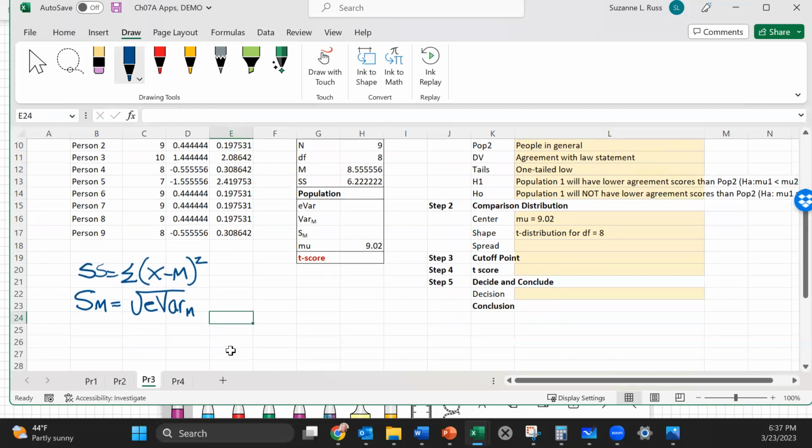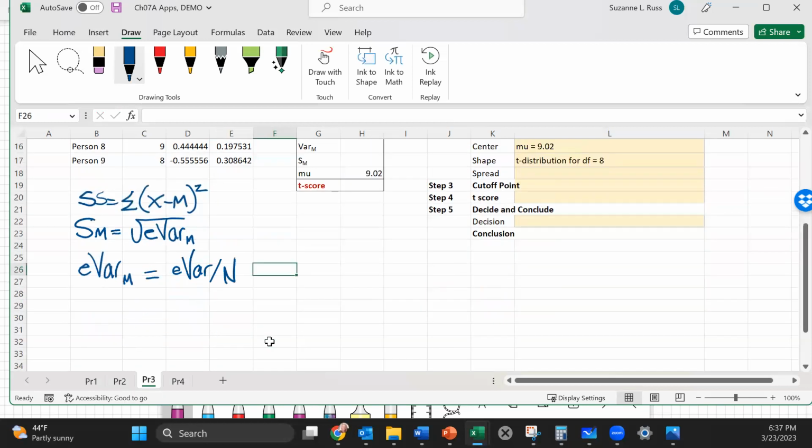All right, and where do we get that from? We get the estimated variance for the distribution of means by taking the estimated variance and dividing by n. Where do we get the estimated variance from? We just take the sum of squares and divide by degrees of freedom. And so that's it. These are the formulas we're going to use.